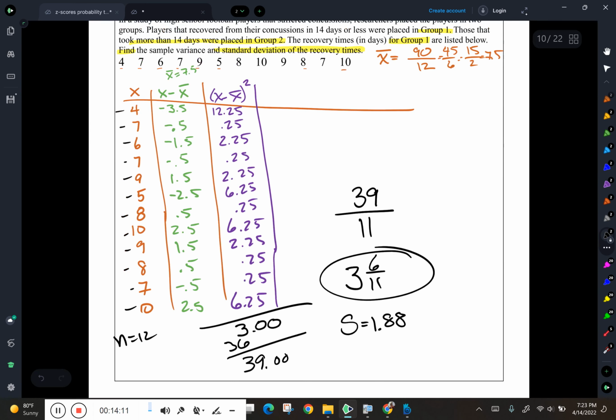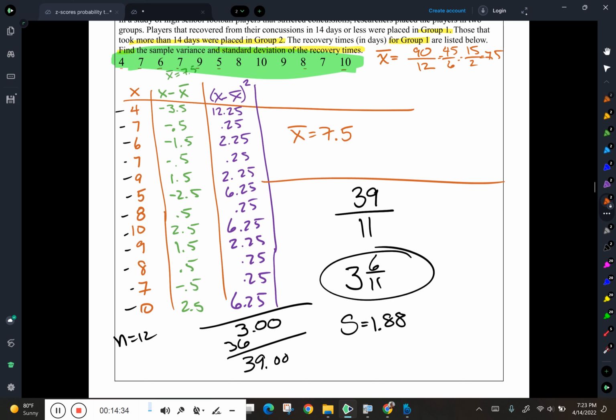Okay, so now I did a whole bunch of calculations, but let's take a look at what we're trying to say here. I am attempting to describe this data set without just handing you that pile of numbers. And so far, here's what I know about it. I know that the mean is 7.5. The middle, the typical, the center of this data set is 7.5. And I have a standard deviation of 1.88.